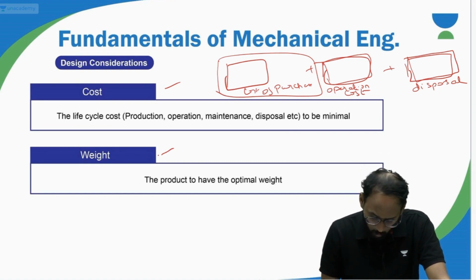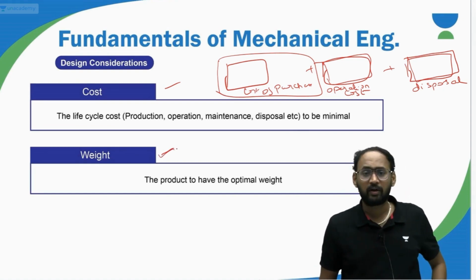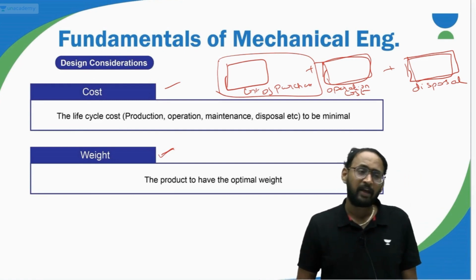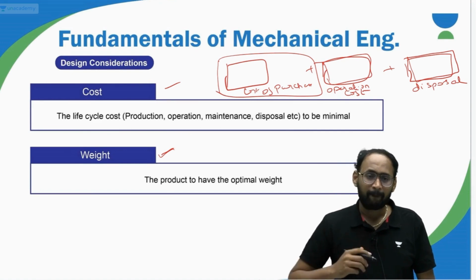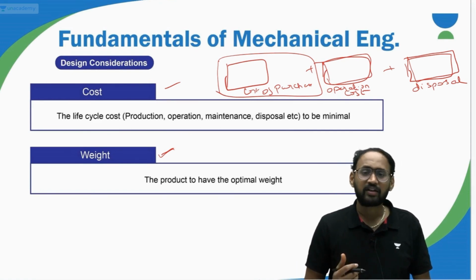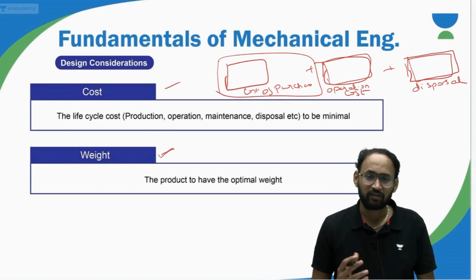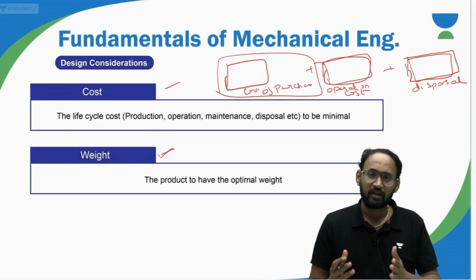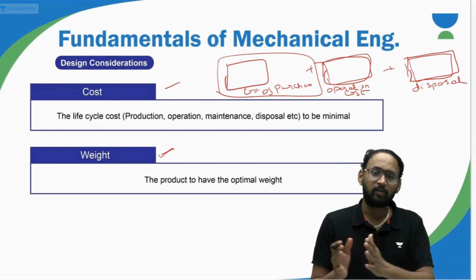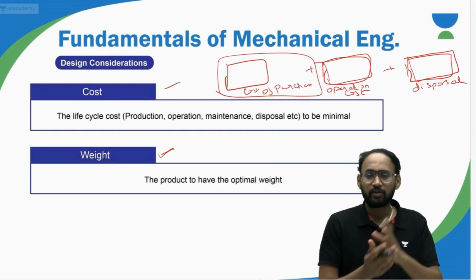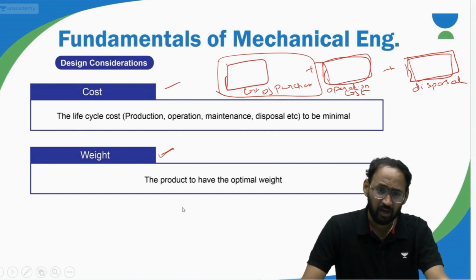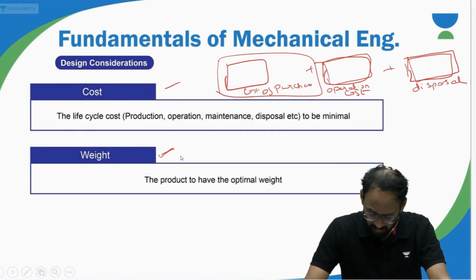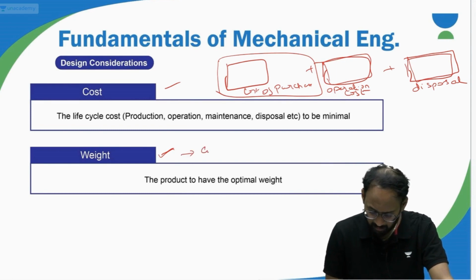So coming to weight, I think it's pretty straightforward. The product should have optimal weight in terms of the customer requirements. Say for example, you are designing a chair. The chair should also have a certain weight. Or you are designing a table. The table should have the optimum weight. It can't be so light, it can't be so heavy. There are a lot of requirements, but certainly you directly get this from the customer in most of the cases.